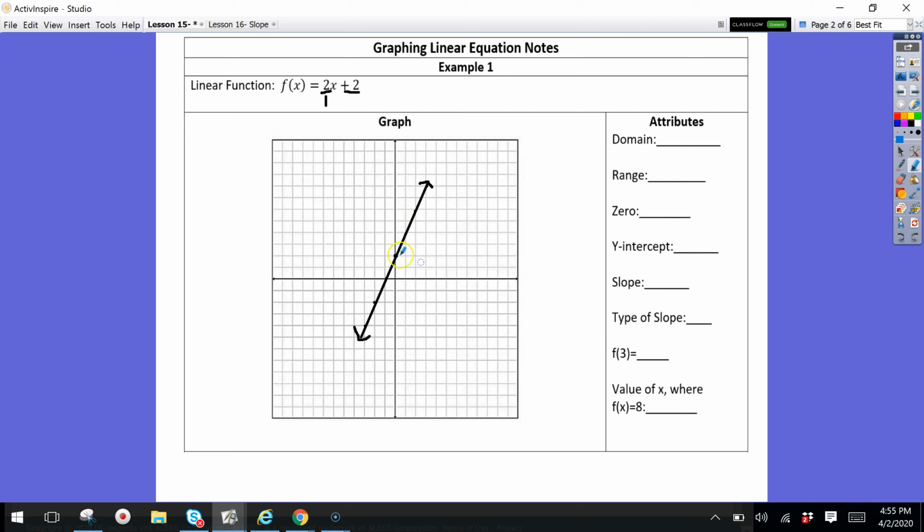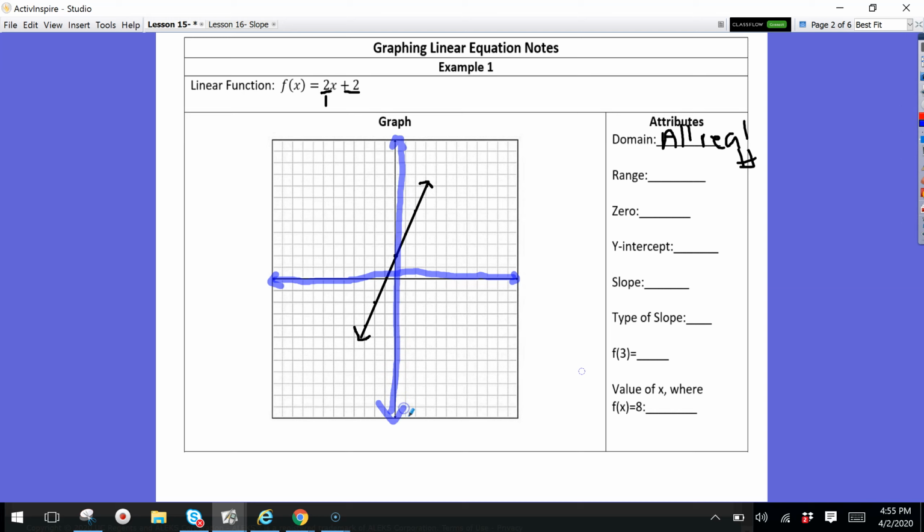The first thing we want to identify is its domain. Well, there's an arrow to the left and an arrow to the right. So obviously my domain is all real numbers. My range here, I have an arrow going down, an arrow going up, so it's the same thing. It's also all real numbers. Let's write that a little bit better. So all real numbers.